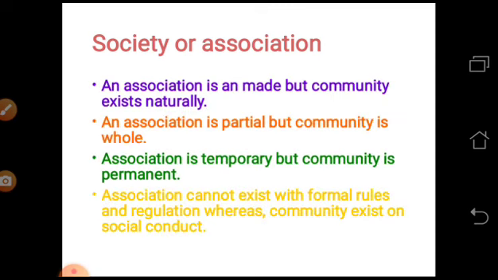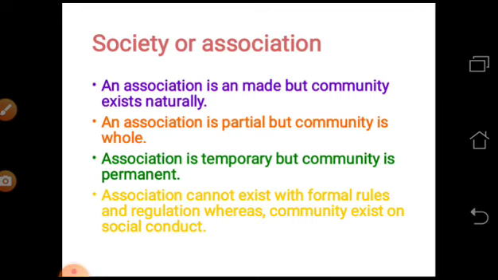Society or association, we see now the difference between these. An association is made, but community exists naturally. It is natural. So community, you can see everywhere. We do not need to go and make a community, saying okay, from today onwards this is a community. Not like that. It exists in the society. Whereas association is required to be made. If there is some purpose, if there is some requirement, only then we will make this association. An association is partial, but community is whole. Association is partial, okay, partial means a part of something, part of the whole, whereas community is a whole. Everything is there in the community.